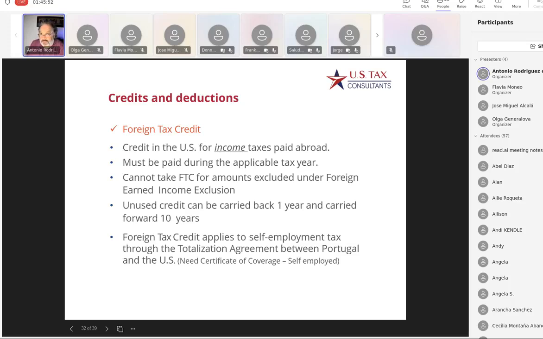The other issue, or the other possibility, is for people that live in Spain and then they move to another country for a while, in which the taxes are lower, mainly Singapore, Hong Kong, or even the Arab countries where they don't pay taxes. Then you can use those taxes paid in Spain or paid abroad just to compensate the taxes of the following years in the US. The foreign tax credit applies to self-employment tax through the totalization agreement.